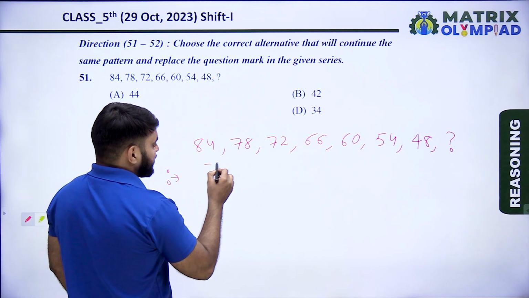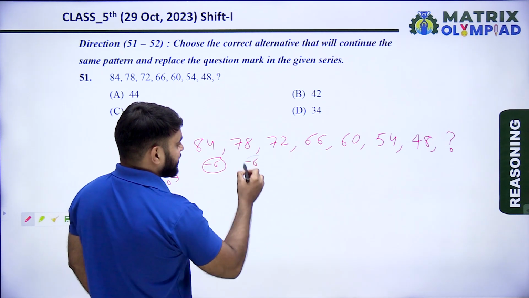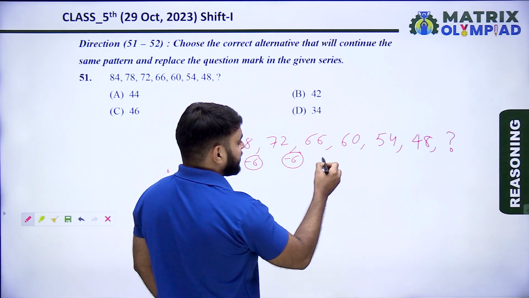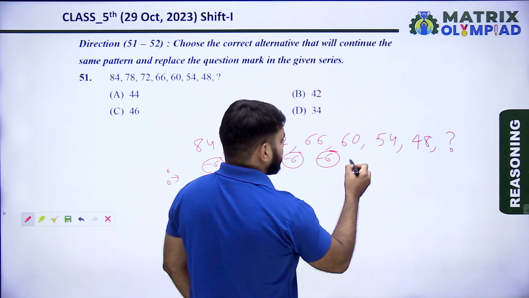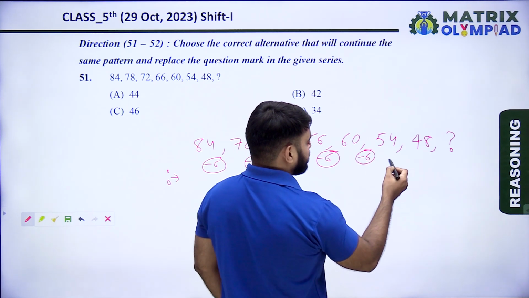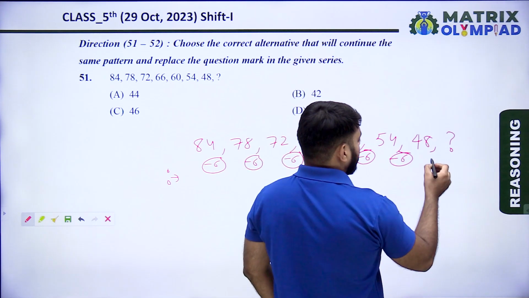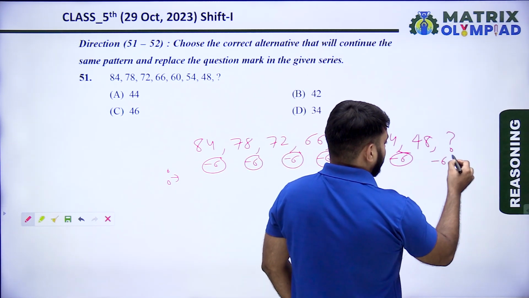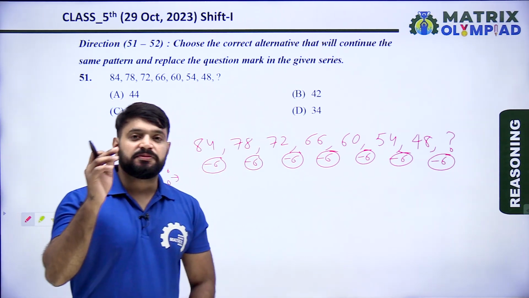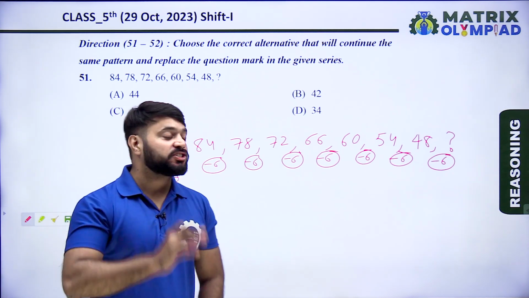84 minus 6 means 78. Now 78 minus 6 means 72. 72 minus 6 means 66. 66 minus 6 means 60. Now 60 minus 6 means 54. Now 54 minus 6 means 48. Similarly, 48 minus 6. So the pattern of the question is to subtract 6 in each term. Then we will get the next term.